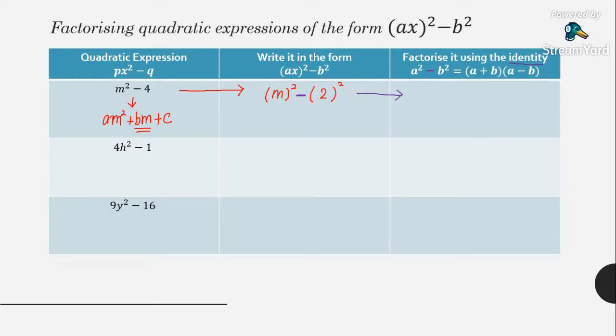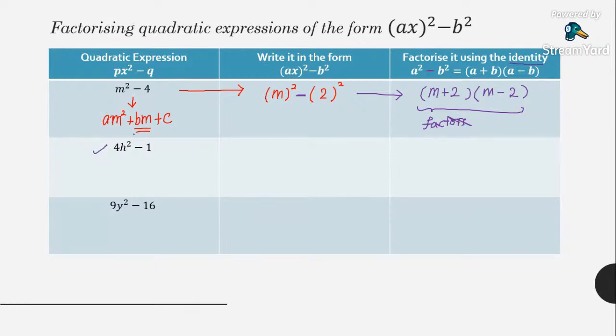So now we go to the third step where we can write it in two brackets where it is m plus 2 and m minus 2. So these two are called the factors. Okay, next.